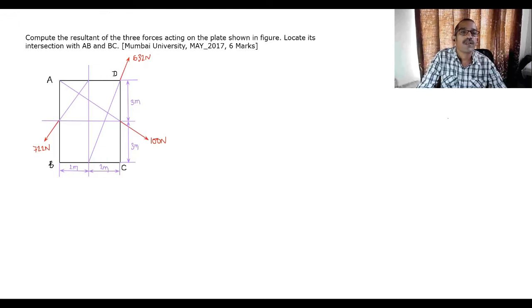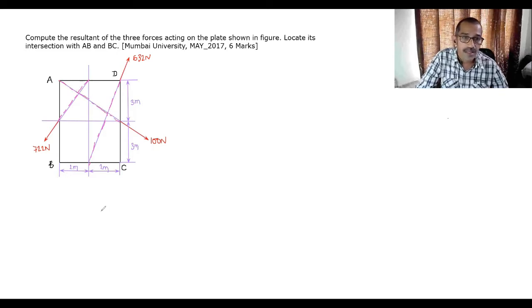If we see here, the line of action of the force, say 722 Newton, is this one. Their inclinations are not given. This is the line of action of this force. The line of action of 632 is something like this, along this line it is acting. And the line of action of 100 Newton will start from A and move along this line.